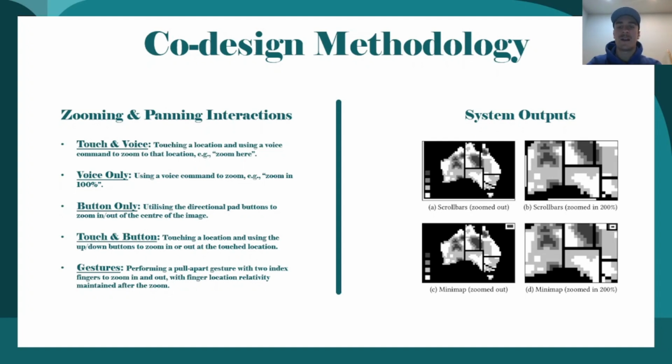We developed 2 system outputs, being scroll bars, using single pixel width bars to show a position and magnification, which shrink when zooming in and enlarge when zooming out, and a mini-map, a 6x4 pin grid with a dynamic bounding box that adjusts in size based on the zoom level.